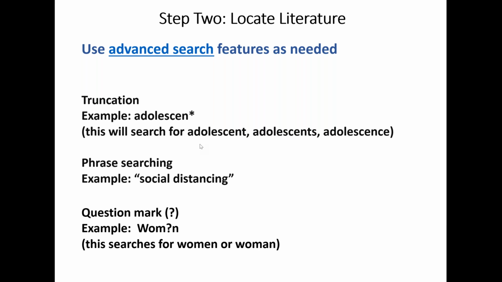Phrase searching is something that I use very often. When a database searches for keywords, like if you put more than one, say social distancing, it's going to search for the word social and the word distancing, but they don't have to appear together, right? So you could get some pretty unrelated articles. But by putting quotation marks around it, now it's going to search for social distancing together, where those two words appear together.